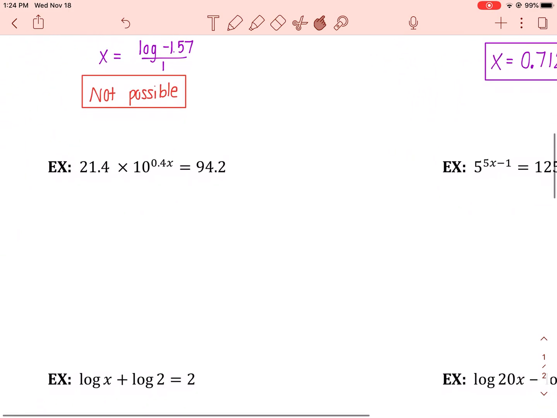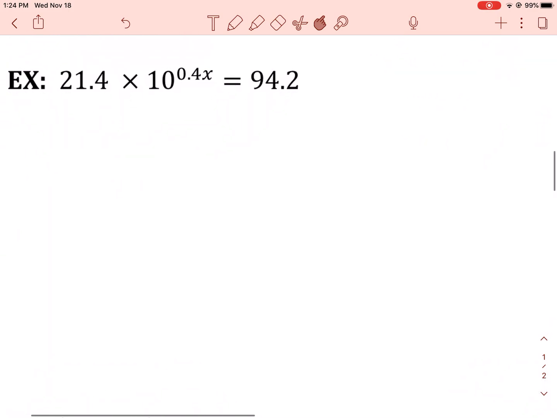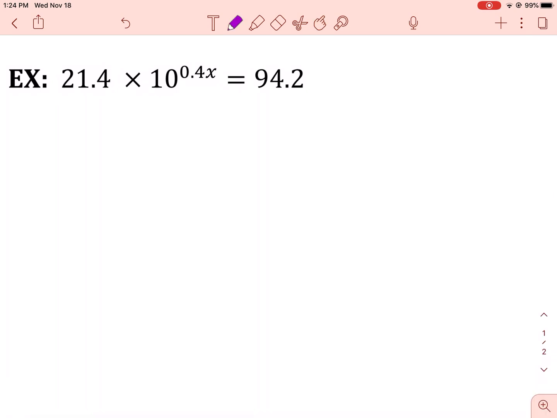Now we have ones that are a little bit more complicated, but treat it like an order of operation. You have to move stuff out of the way before you can do your log of both sides. So first thing you're going to do is divide out that 21.4, because that's in my way. I'm left with 10 raised to the 0.4x. 94.2 divided by 21.4 is 4.402.